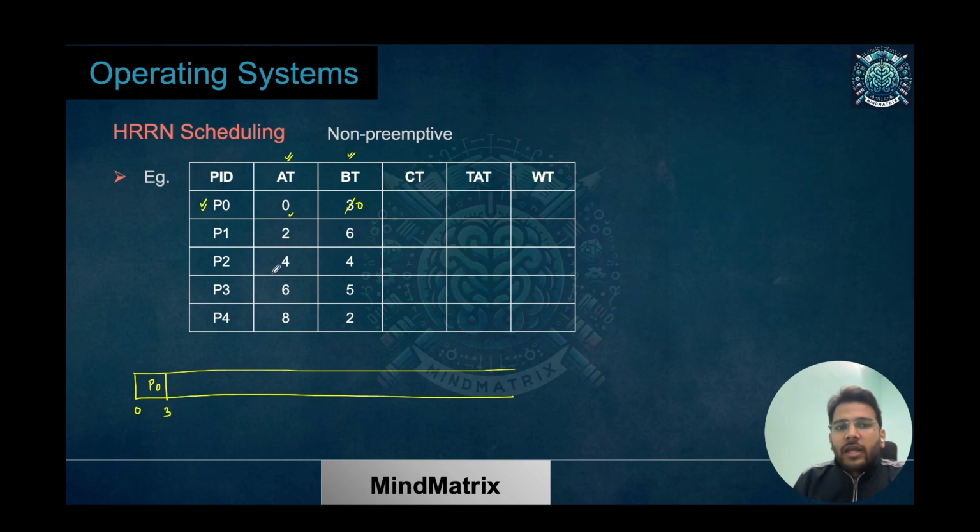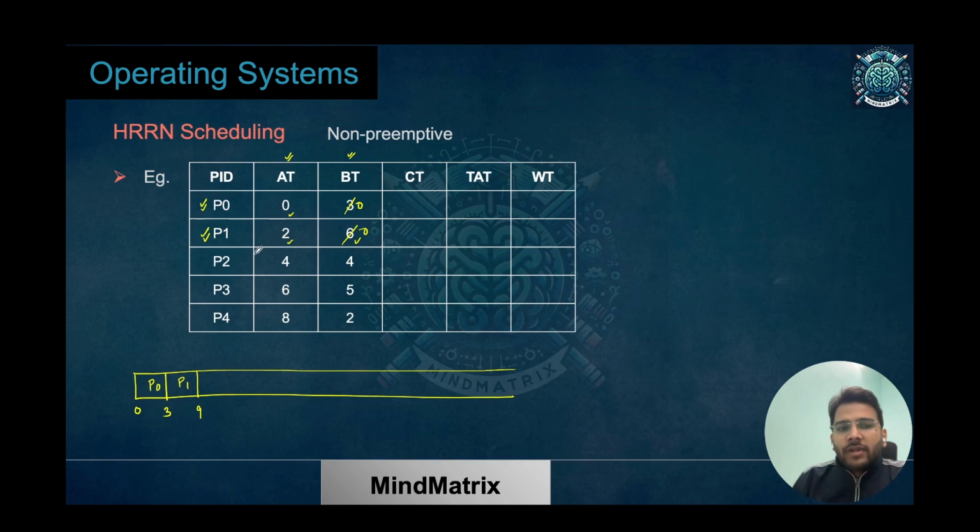At 3 units of time, we have again only one process present in the ready queue, that is P1, right? So again we can schedule the P1 process here till its completion. For 6 units of time, 3 plus 6, it is going to be 9. We can make it 0. P1 has also completed its execution. Clear?